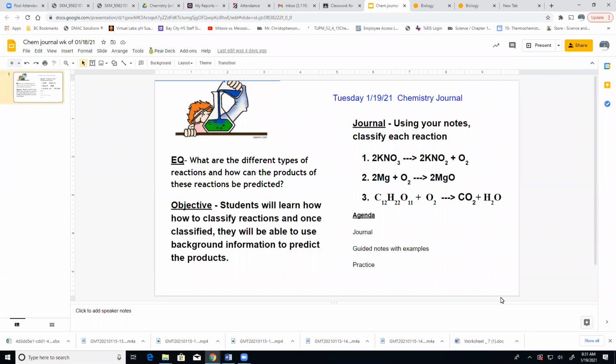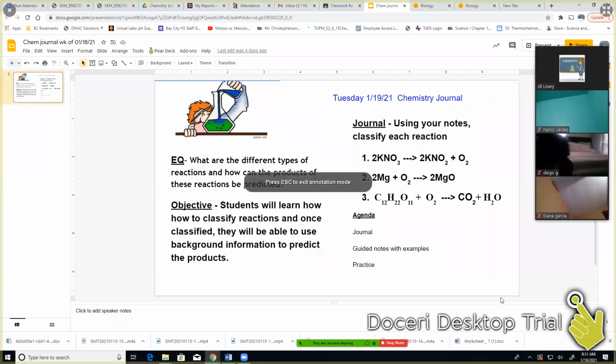All right, so on the first one, when I start with only one reactant, what type would that be? That's right. This is a decomp. Start with one reactant and break it down into something simpler.